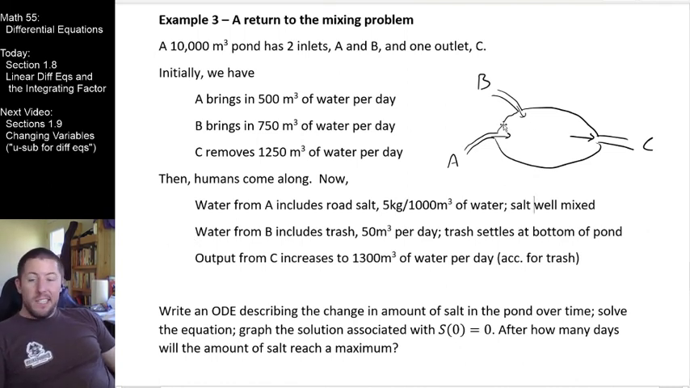Water from B isn't near a road. Thank goodness for B inlet. Oh, wait, never mind. It's just going to be near the dump. So it's going to include a bunch of trash. 50 cubic meters per day of trash is going to be coming in.